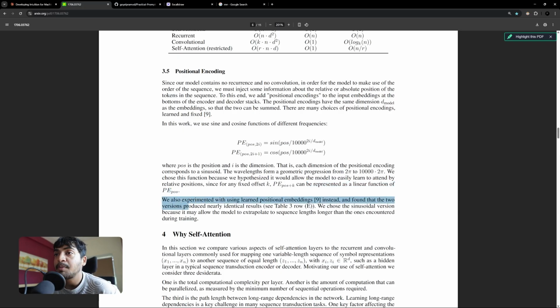We also experimented with using learned positional embeddings instead of the fixed ones, and found that the two versions produced nearly identical results. We chose the sinusoidal version because it may allow the model to extrapolate to sequence lengths longer than the ones we encountered during training.